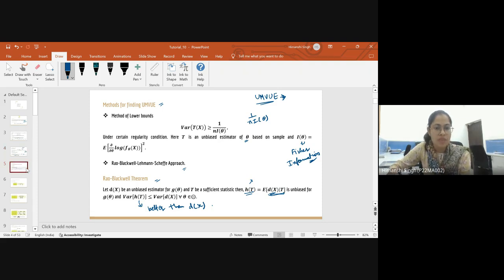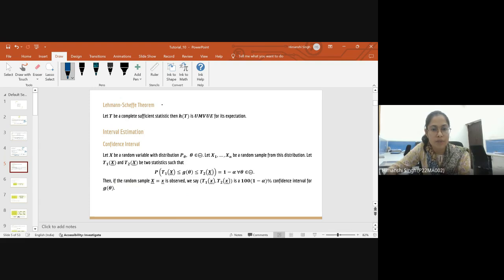when T is a complete sufficient statistic. That is the Lehmann-Scheffé theorem. This is very important in order to construct the UMVUE. So if T is a complete sufficient statistic, then h(T) is UMVUE for its expectation.